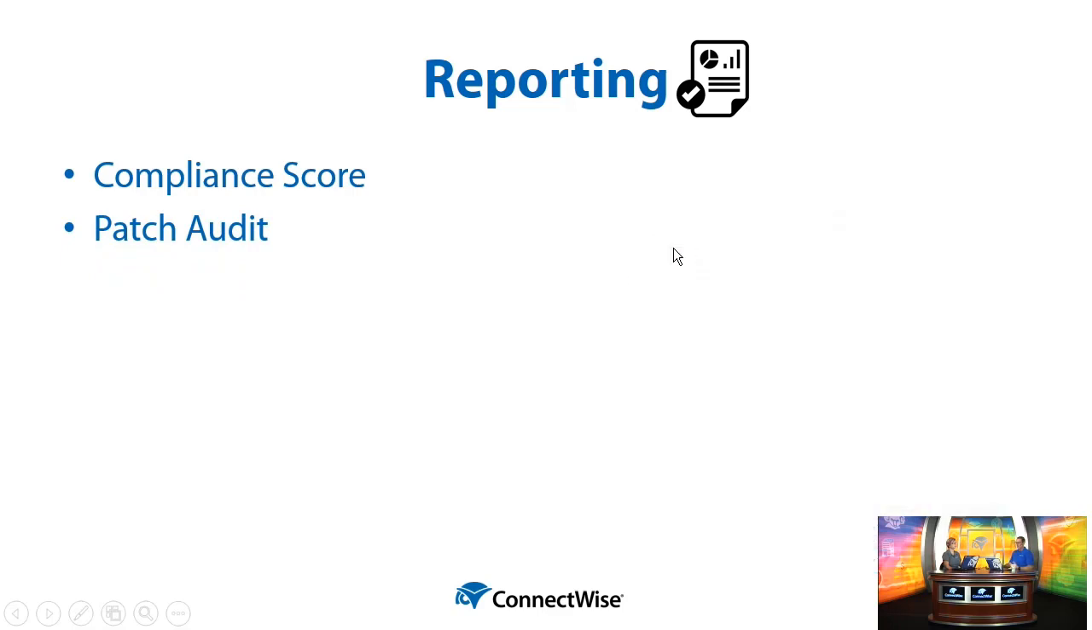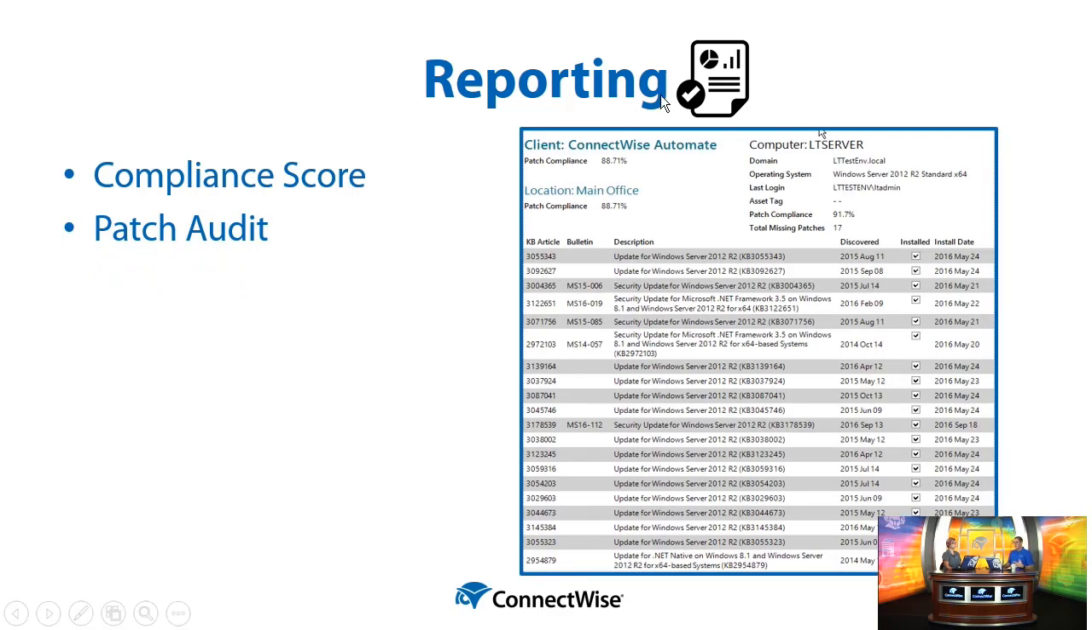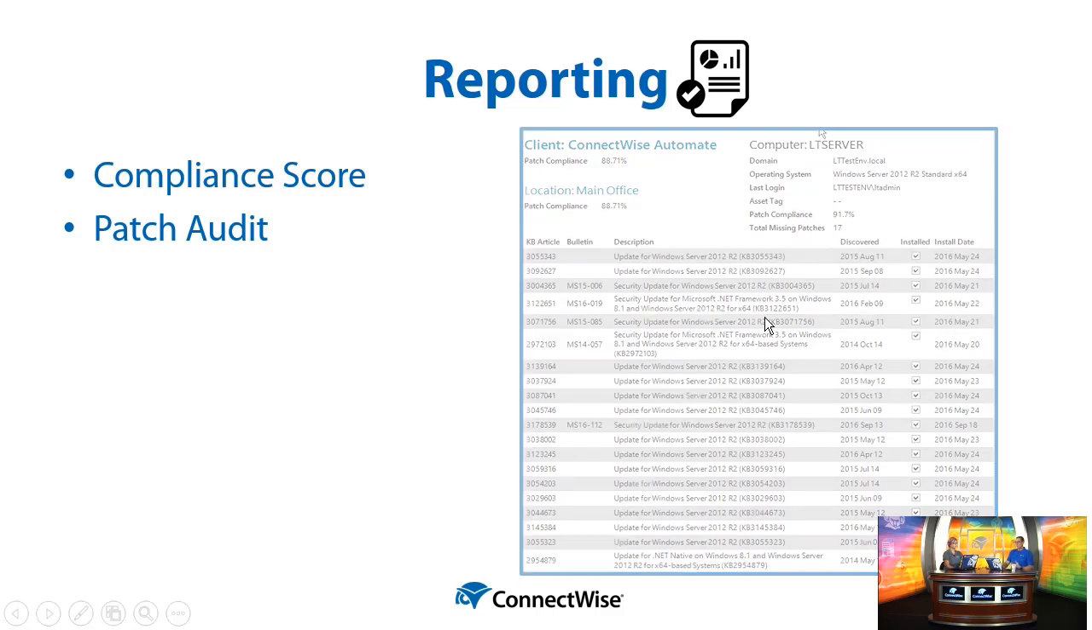We have a patch audit, which I got a little click happy with. It's an individual machine where I can see the client score, the location score, and then the individual server score, and you can see all the patches and whether or not they're installed. I can see the install date and pull that in here. So if somebody says, hey, I need to see this patch, boom, it was installed on this day. It is showing it's installed, so you can have that information readily available.